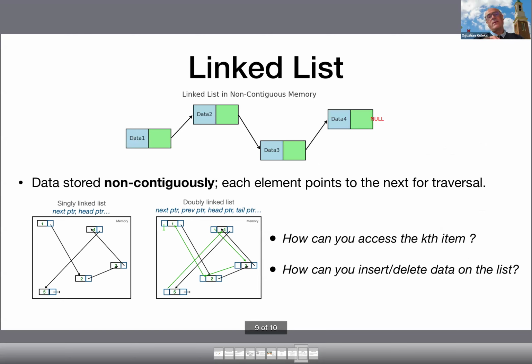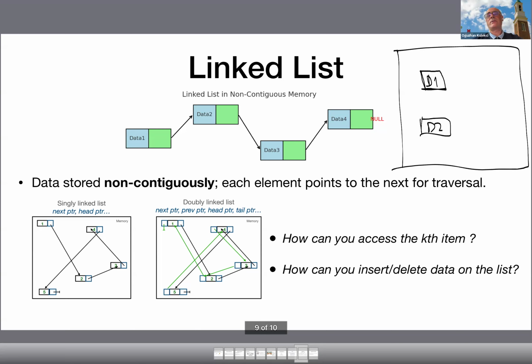The second way to represent data digitally in memory is linked list. This time, I will not be storing it as a contiguous block. Let me again try to sketch it. So this is my memory. I will keep my first data point here. Let's say my data 1, and then I will have data 2 here, and data 3 here, maybe data 4 here, okay?